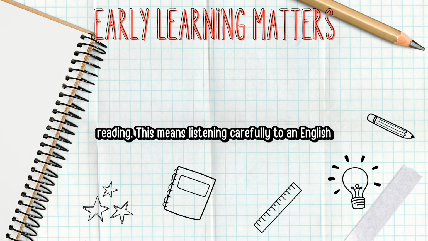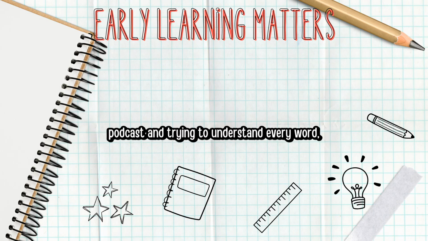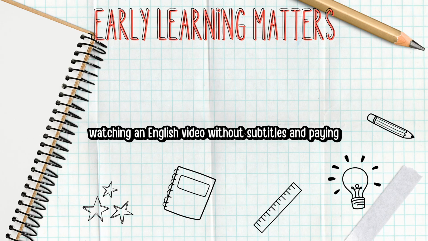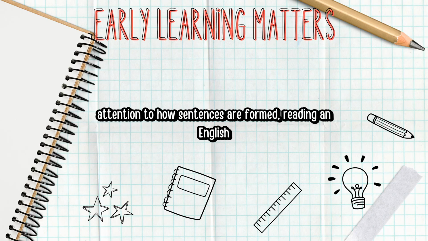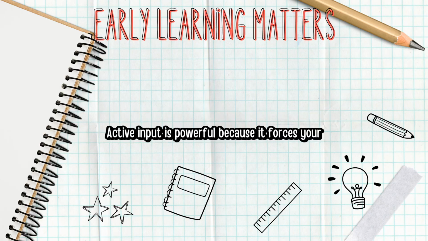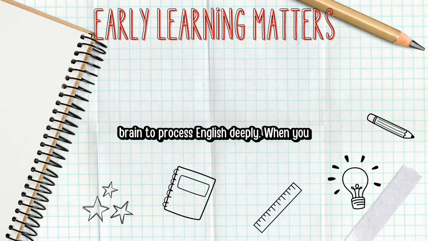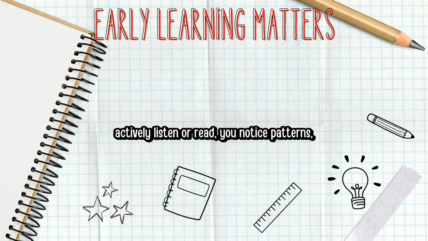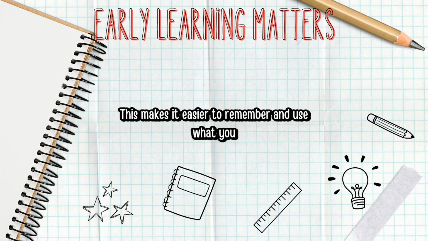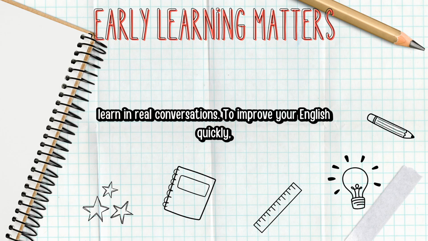This means listening carefully to an English podcast and trying to understand every word, watching an English video without subtitles, and paying attention to how sentences are formed, reading an English book and looking up new words to understand their meaning. Active input is powerful because it forces your brain to process English deeply. When you actively listen or read, you notice patterns, new words, and how sentences are structured. This makes it easier to remember and use what you learn in real conversations.